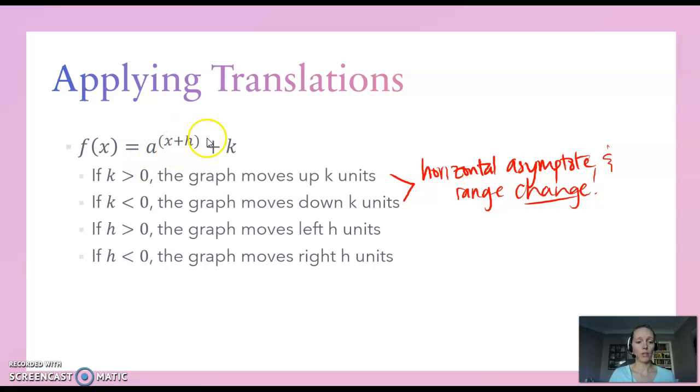And then the h value on the inside here, that moves your graph left to right, and just like we've always talked about, this one is the opposite of what you see. So if it's x minus 2, if you've got a negative h in there, then it's going to move to the right, and if it's x plus a number, if it's a positive number in there, it's going to move it to the left. So these are the translations.